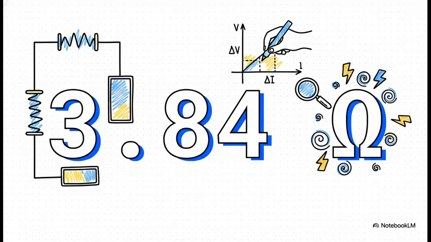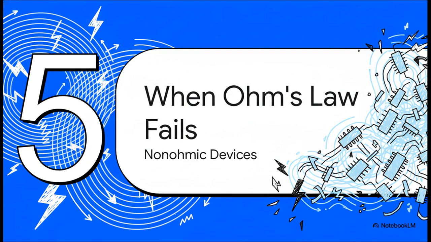And the slope of that line isn't just some abstract number. That slope, the rise over the run, or the change in voltage divided by the change in current, that is the resistance of your component. So for this particular experiment, the slope tells us the resistance is 3.84 ohms. Pretty cool, huh? This linear relationship is fantastic for analyzing simple circuits with resistors. But what about all the other stuff? What about the countless modern electronic components that don't follow this simple rule?